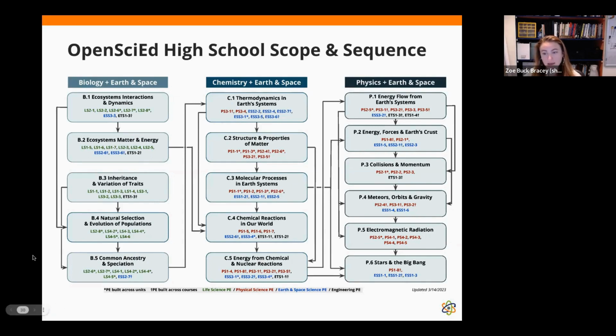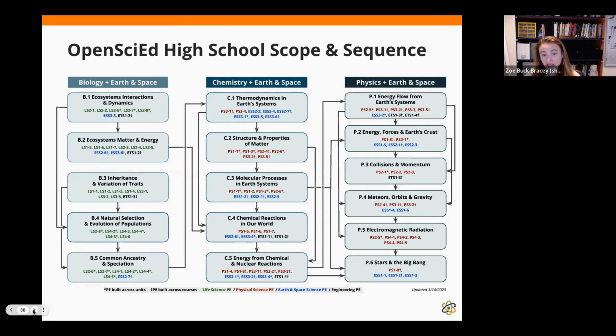Each course has 5 to 6 units and has its own bundle of performance expectations that are shown here. What this is a map of is all the performance expectations for high school, every single one of them, and where they fall in our scope and sequence. So we're looking today at the physics and earth and space course, which is the 3rd column in this map. And we're looking at the first unit, which is the rectangular bubble in the top right.